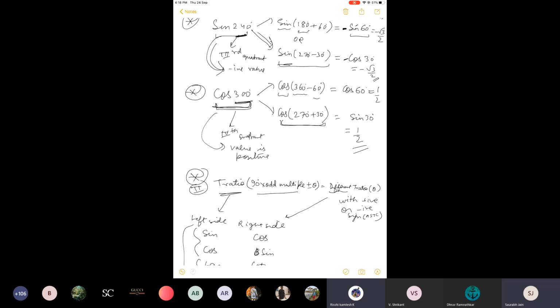Excuse me, sir. Yes. If the angle is on the axis, then in which quadrant are you supposed to consider it? I will take an example, don't worry. If you consider it in any quadrant, you will get the same answer. Let me take the example.